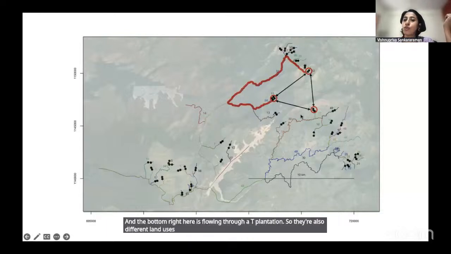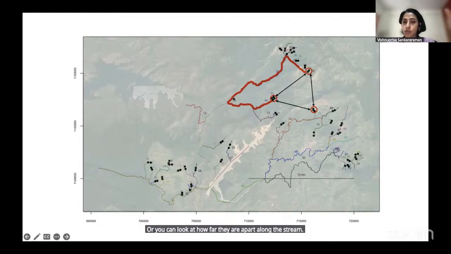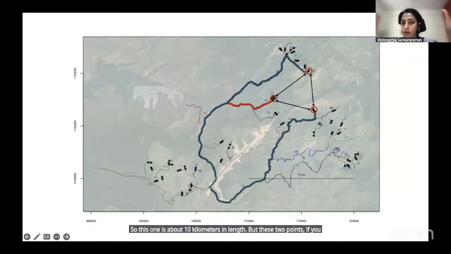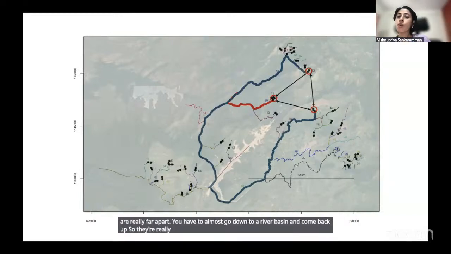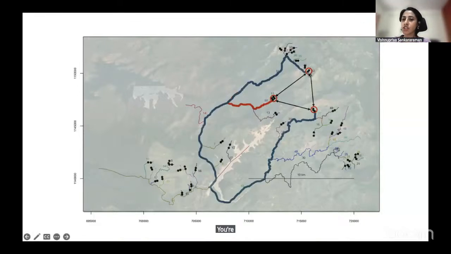And then if you look at stream distance, you can look at direct geographic distance, how far they are apart, or you can look at how far they are apart along the stream. So this one is about 10 kilometers in length. But these 2 points, if you see, are really far apart. You have to almost go down to a river basin and come back up. So they're really far apart in the river basin. So any aquatic species that moves through water is going to find it much harder to move from this spot to this spot than it is between these two spots.